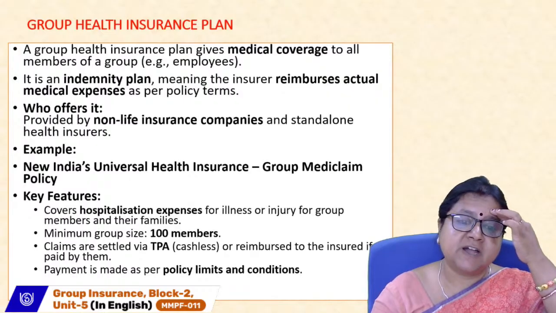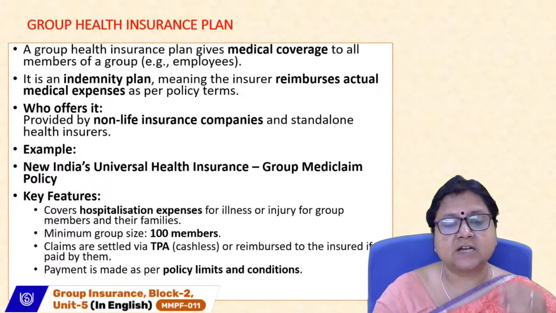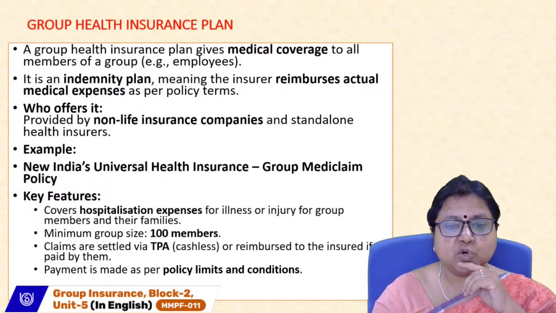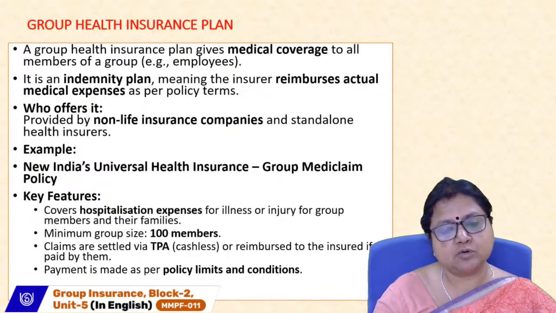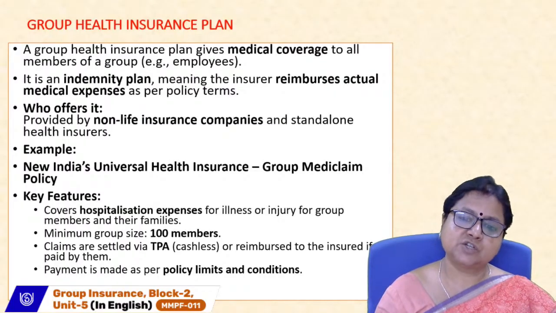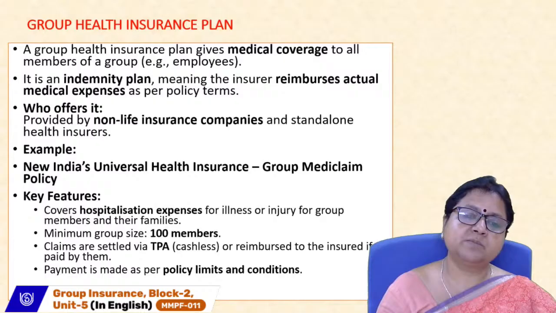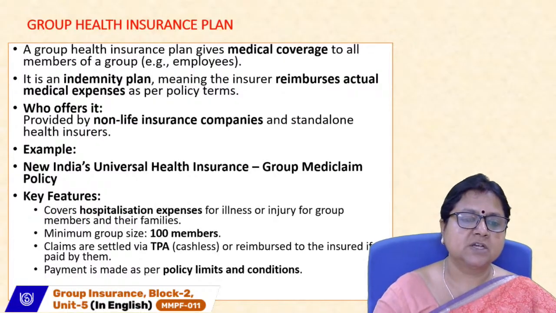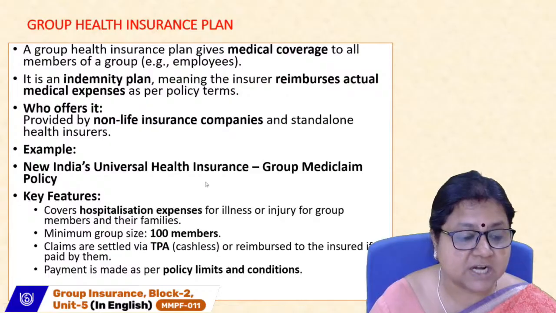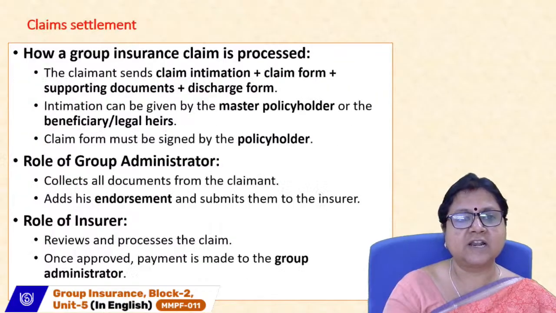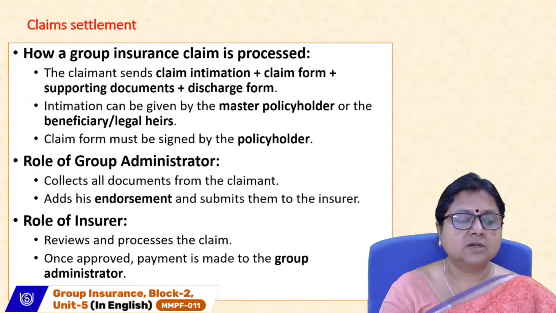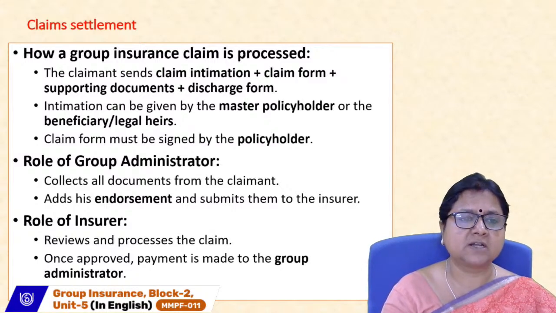Claims are settled via TPA. It is cashless or reimbursed to the insured if paid by them. If the insured has already paid the amount to the hospital, then it will be paid back to the insured. Or in some cases, if the insured has not paid, they will produce the bills and that will be paid to the hospital. So payment is made as per the limits, policies and conditions. That means if your policy is only for 10 lakh rupees, then you will get the claim only till 10 lakhs, not beyond that.